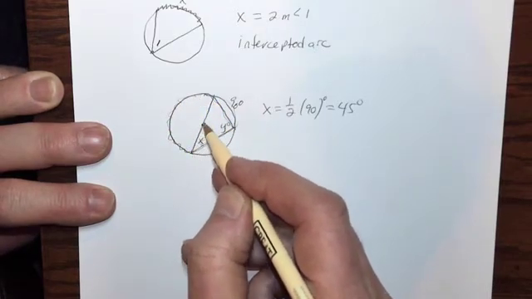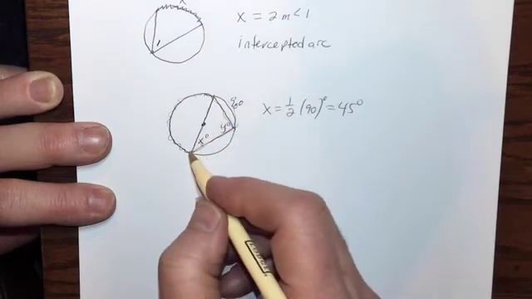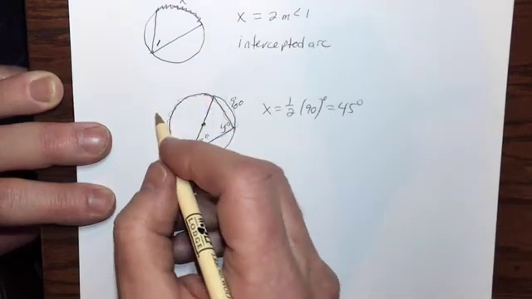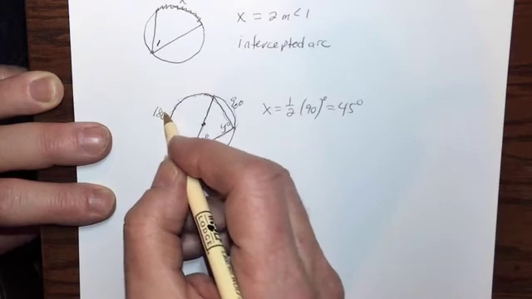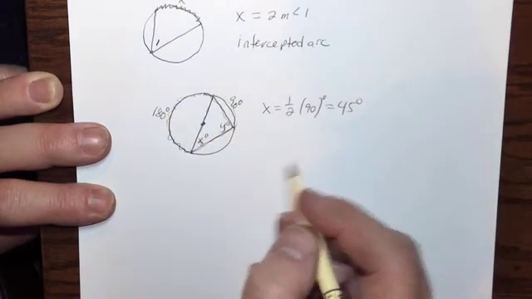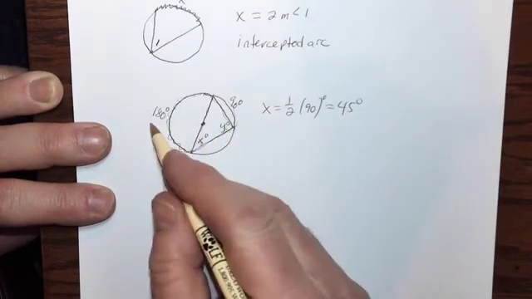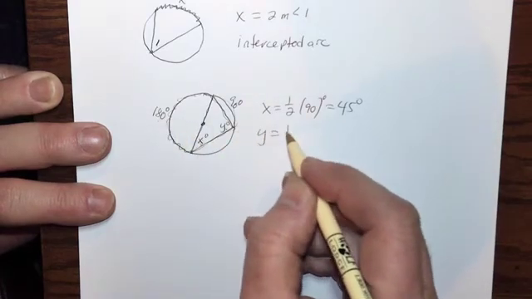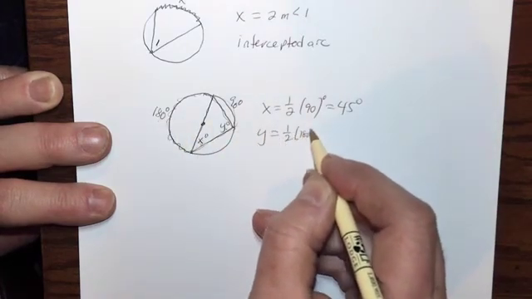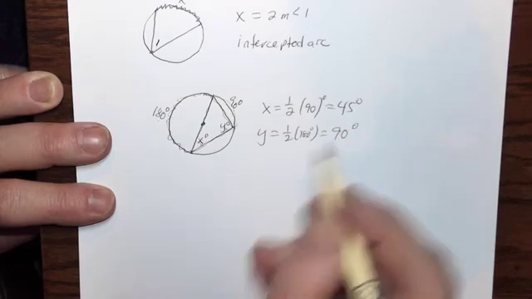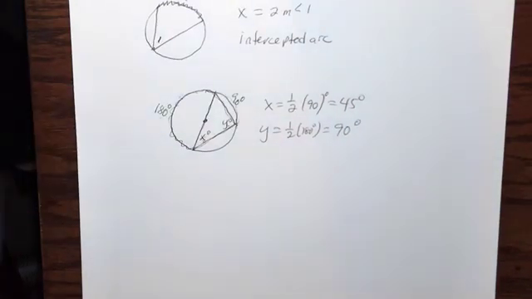And notice that this is a diameter of the circle. So that means this is half of the circle, so that's going to be 180 degrees. That means this angle then is half of that, so y is half of 180 degrees, which is 90 degrees. That's really the concept that is required on that worksheet.